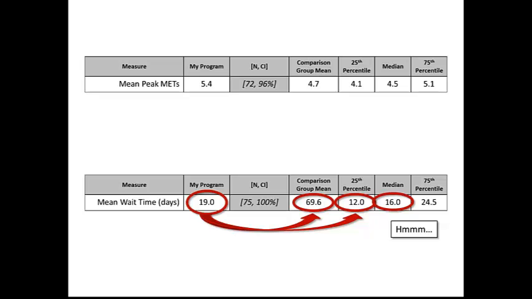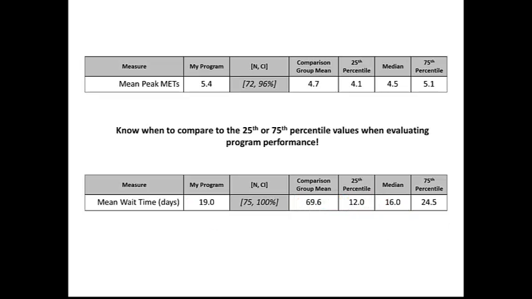And that might prompt us then to look at our procedures and see, is this something that we can improve? Is this something that had to do with, maybe we had a lot more surgical patients during this time period than the comparison group? So by reviewing these values, it'll give you some sense of how your program is doing, where there might be deficits. But it is important to know when to compare to the 25th or 75th percentile values, knowing whether you should be in the bottom 25% or the top 25%.